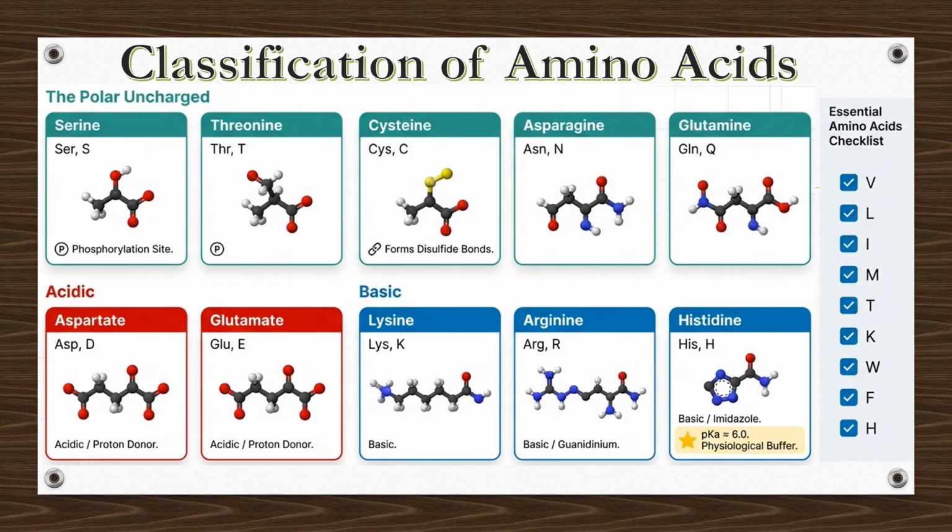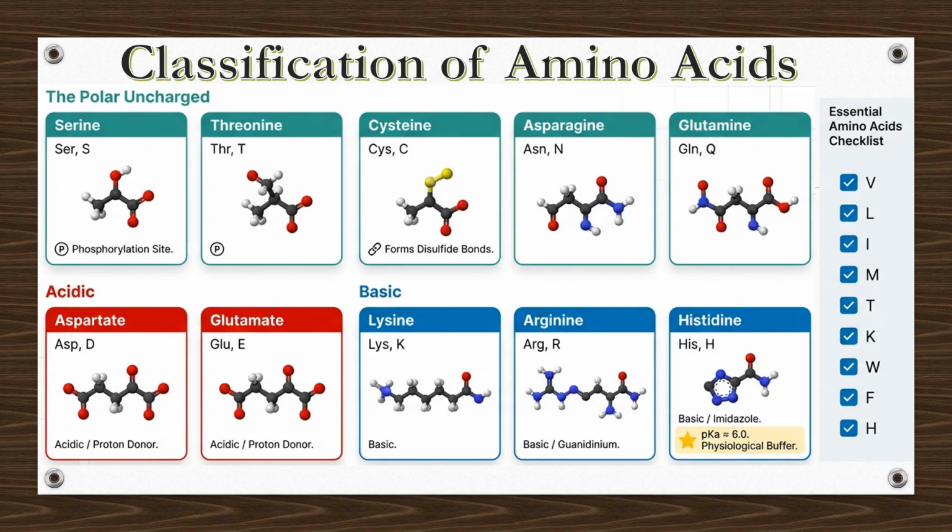The basic amino acids, lysine, arginine, and histidine, carry positively charged side chains. Lysine and arginine are strongly basic and frequently interact with DNA due to their positive charges. Histidine is chemically versatile because its imidazole group has a pKa near physiological pH, allowing it to act both as a proton donor and acceptor in enzyme catalysis.